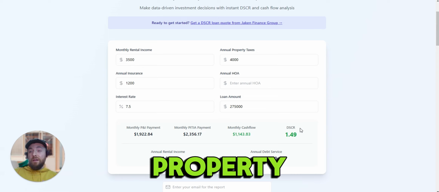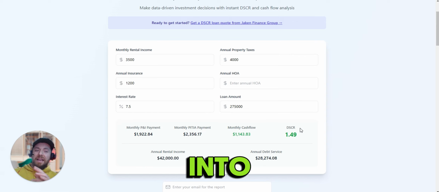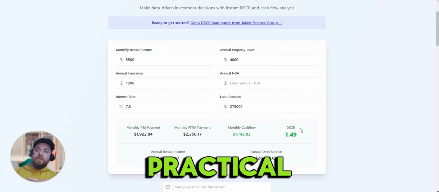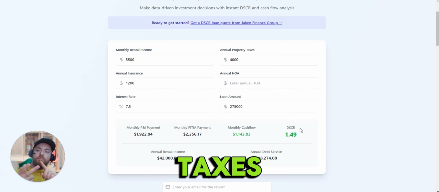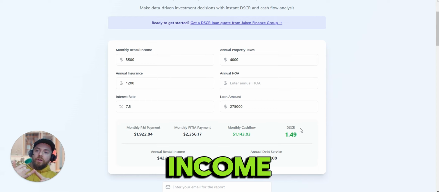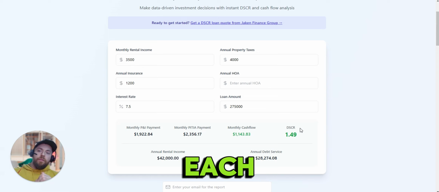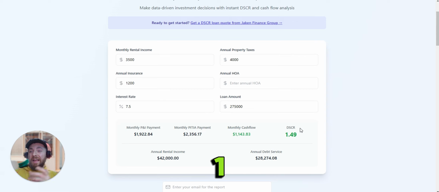That doesn't mean the property is profitable. We don't take into account maintenance costs, replacing water heaters, anything like that. But from a practical standpoint, property taxes, property insurance, if there's an HOA, we look at the rental income, and then we look at the mortgage payment, and we ask, is this going to be a surplus each month? That's what we look at to determine that. If you're greater than 1, you get ideal terms. So just keep that in mind.